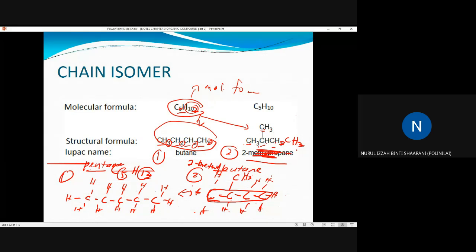Disebabkan oleh ini, this compound is considered to have the same molecular formula but different structural formula. Okay, and then because of the chain dia tu yang berbeza, dia kembar dari segi molecular formula, tapi perbezaan dia adalah dari segi structure dia ataupun rantaian karbon dia. Okay, so ni 5 rantaian karbon parent, ini 4 rantaian karbon parent. So this is considered as chain isomer lah. Okay, so bila kita ada different chain, rantaian carbon parent chain lah. So that is for the chain isomer.